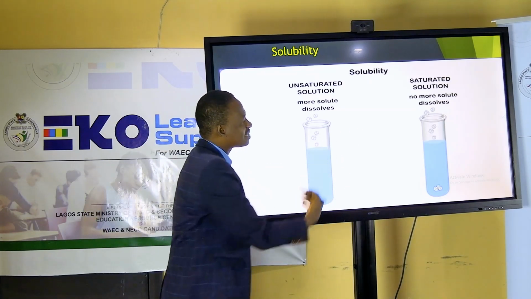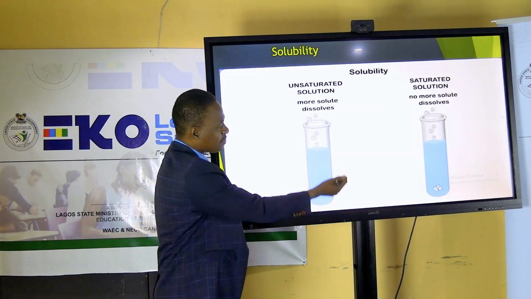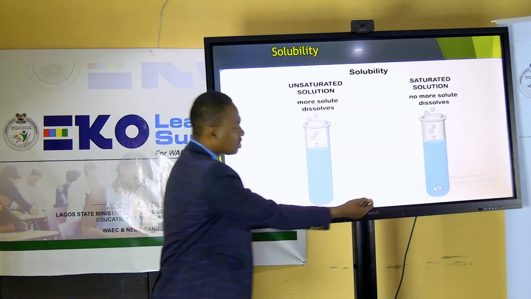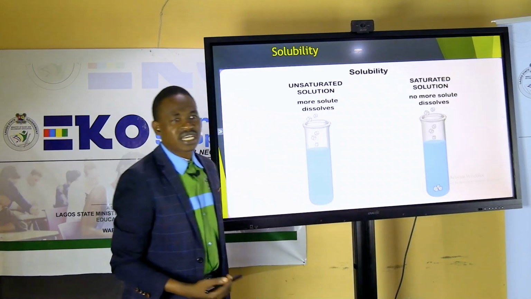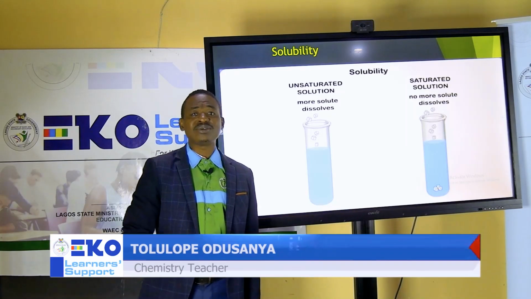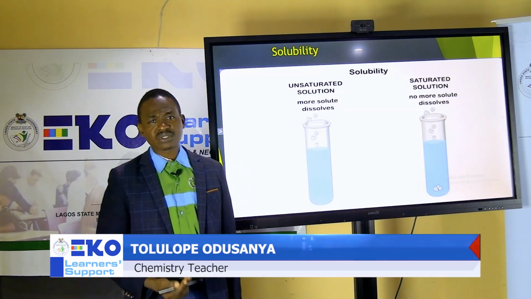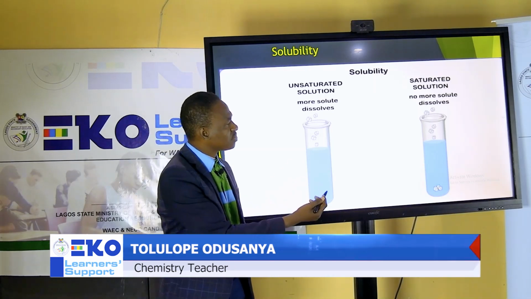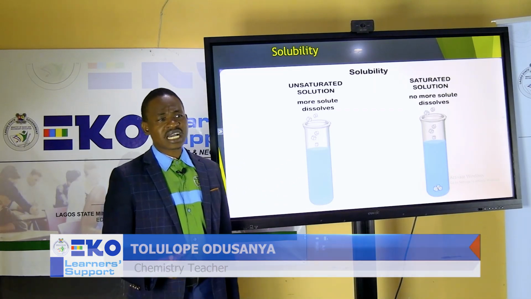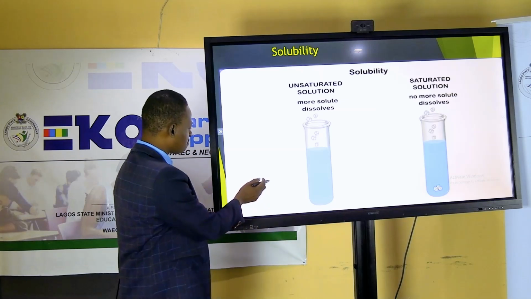But in this particular case, what do you notice? There's a presence of undissolved particles. Look at it. To tell you that that solution can no longer take more solutes at that particular temperature. So we call it a saturated solution. It can no longer take more solutes. Fine.